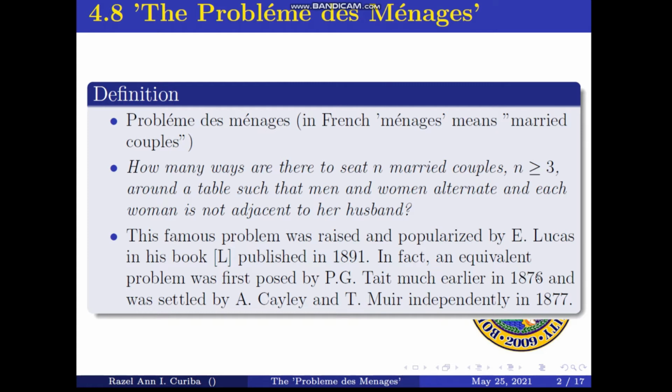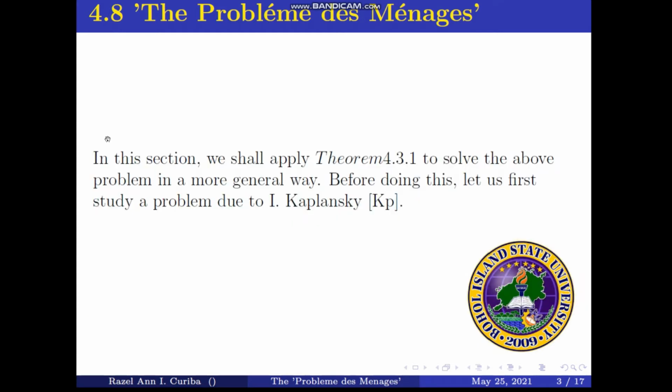In fact, an equivalent problem was first posed by Peter Guthrie Tait much earlier, in 1876, and was settled by A. Cayley and T. Muir independently in 1877. In this section, we shall apply Theorem 4.3.1, which is the GPIE, or Generalized Principle of Inclusion and Exclusion, discussed prior to this, to solve the above problem in a more general way. Before doing this, let us first study a problem due to I. Kaplansky.